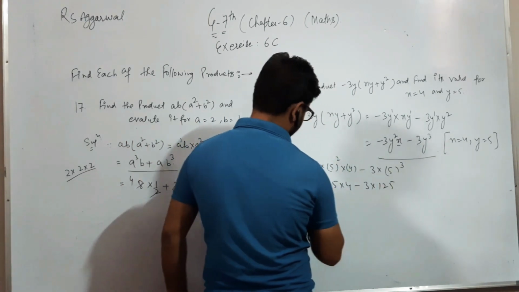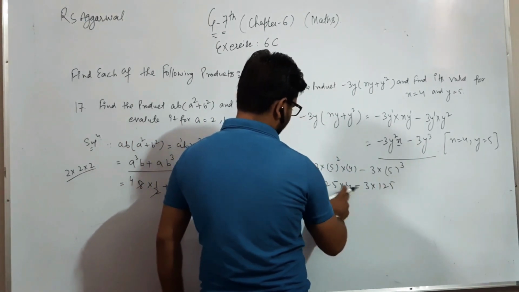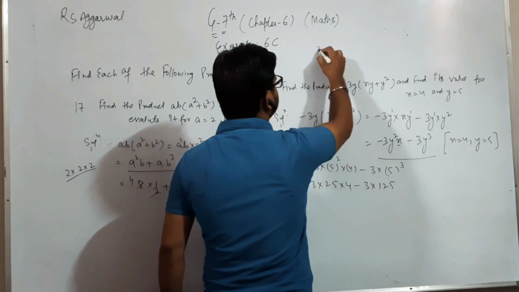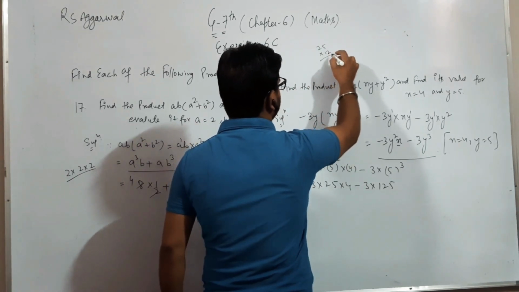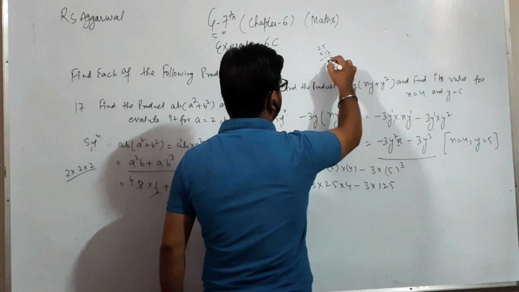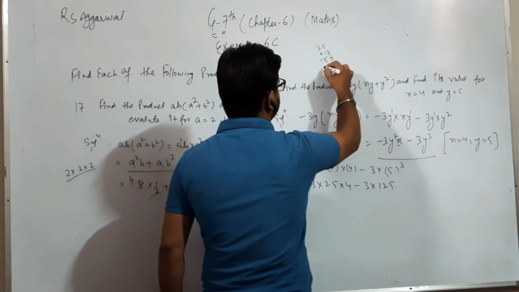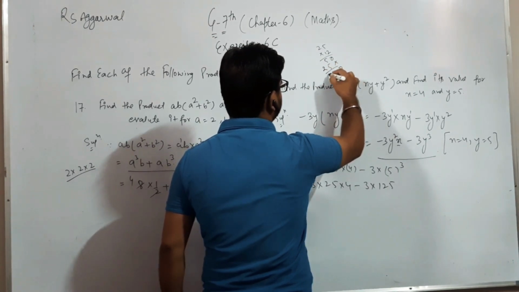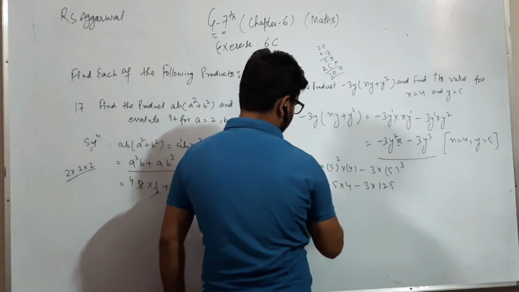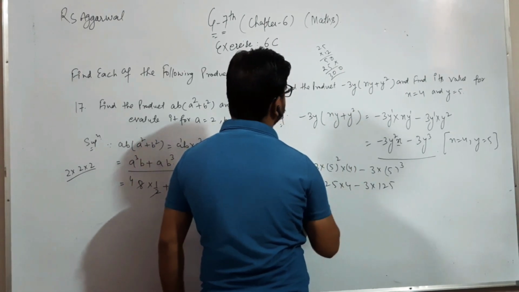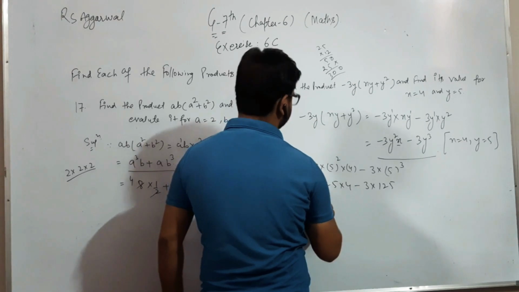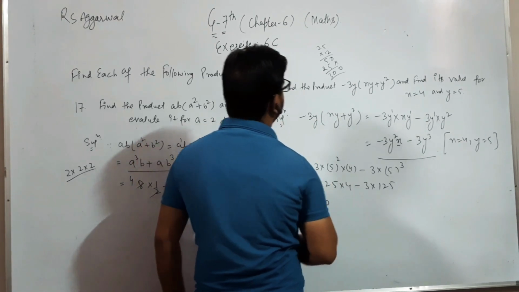Okay, so 4 times 3 is 12, multiplied by 25, it is minus 300. Okay.